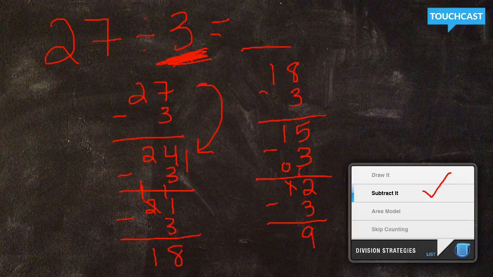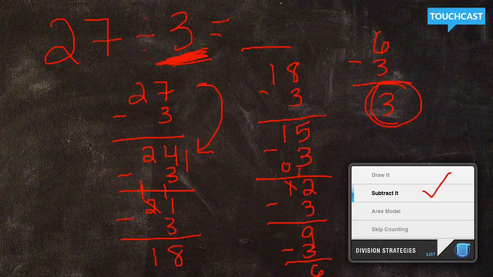And we have to keep going because we're not quite to 3. Let's subtract 3 from 9. And I know right away that 9 minus 3 is 6. And let's take one more 3 away. 6 minus 3 is 3. So we finally got to 3.